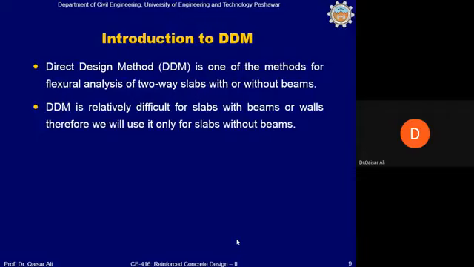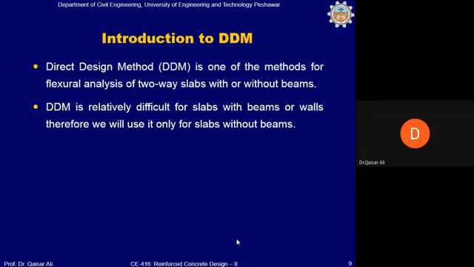So this was about the system. Now, which method shall be used for the analysis and design of slabs without beams? If you remember, in the previous several lectures, you have seen that most of the time we are busy in analyzing the system instead of actually designing. And analysis is one of the most important steps in the overall design process.